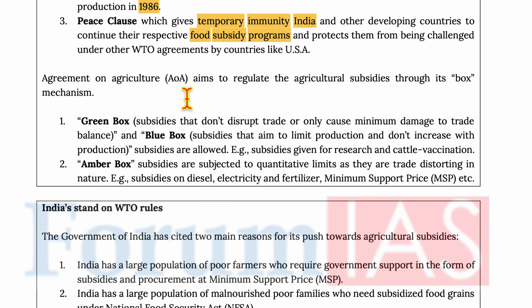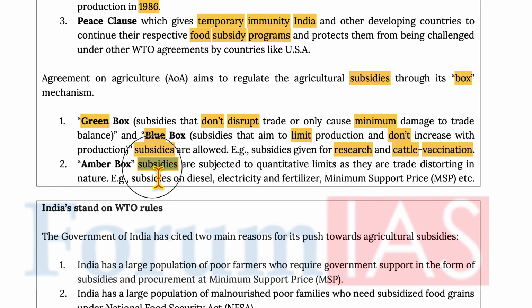Now, Agreement on Agriculture aims to regulate the agricultural subsidy through its box mechanism. Green box are those subsidies that don't disrupt trade or only cause minimum damage to trade balance. And blue box are subsidies that aim to limit production and don't increase with production. So, blue box subsidies are allowed. Example subsidies given for research and cattle vaccination.